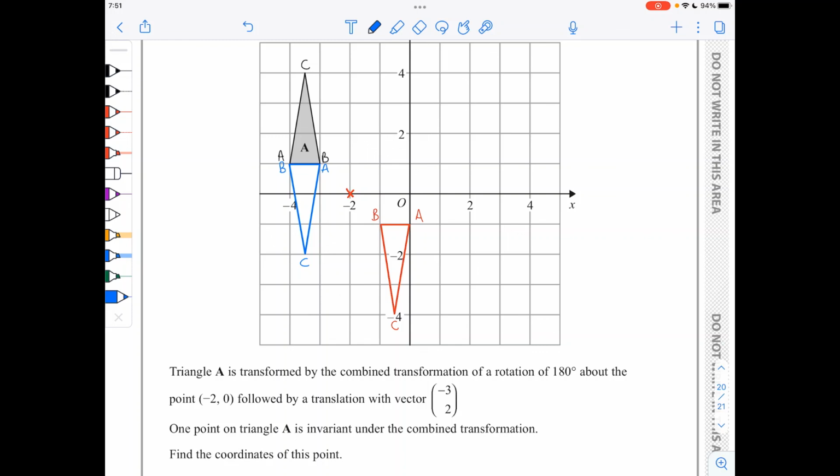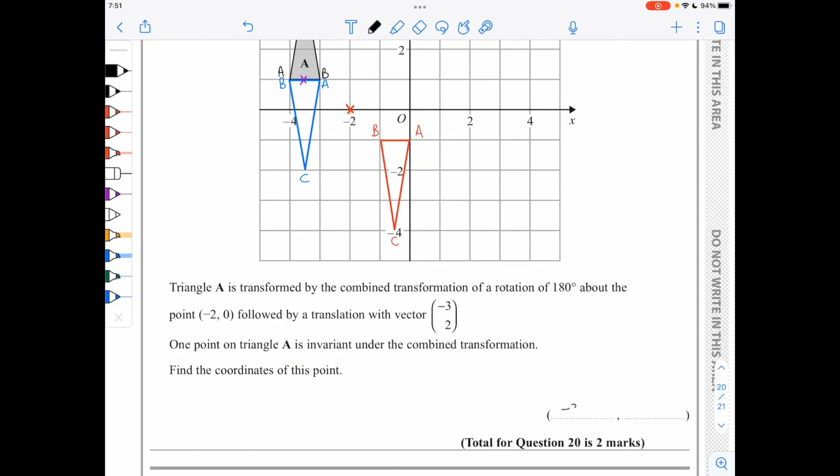And we are after that one point, that is just one point, that remained invariant under the combined transformation, which means that it is still in the same exact spot that it was originally. So all of the points on this triangle have moved apart from the midpoint on the base AB, this point over here, because it's still the midpoint of the final triangle, the blue triangle here. So this is the point with coordinates negative 3.5, 1, and that's actually the point that has remained invariant throughout this combined transformation.